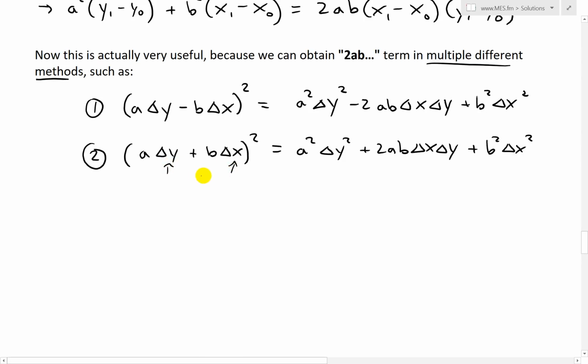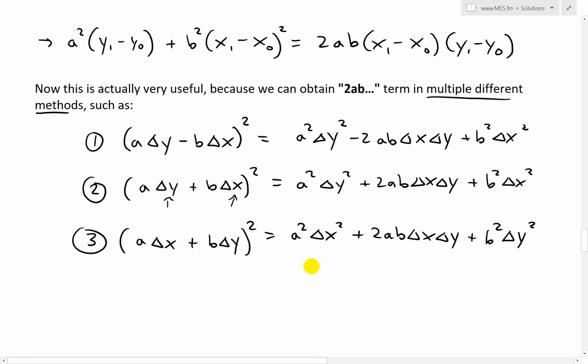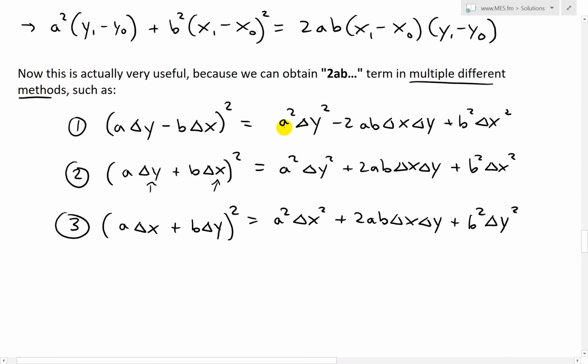So switch this and this, and you'll see why we do that. If we have a delta x instead of a delta y, plus like this, squared, we end up having an a squared delta x squared plus 2ab delta x delta y plus b squared delta y squared. So if we had something like this, we could factor out, for example in this one, the delta y squareds, and then we'll get an a squared plus b squared.